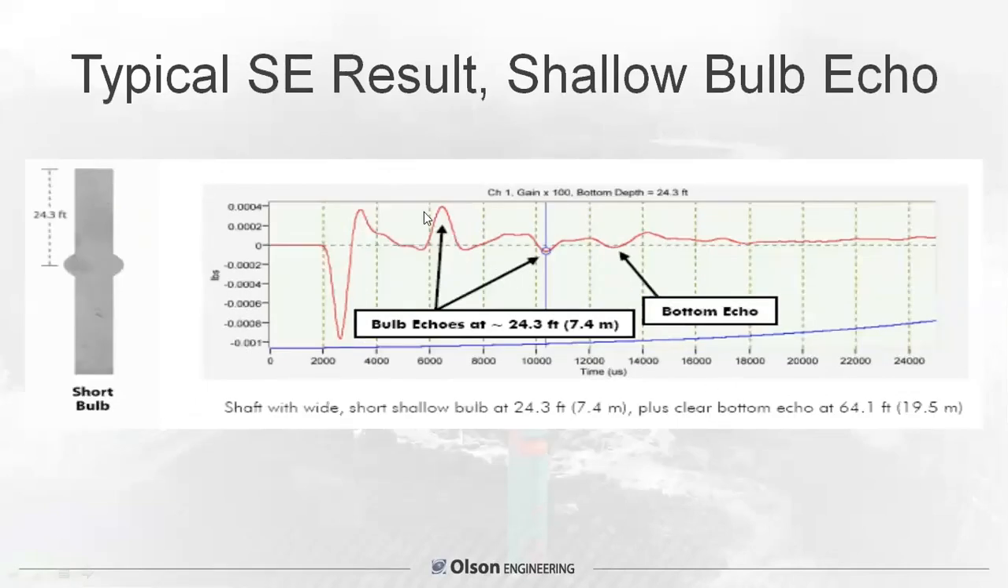Conversely, a shallow, narrow bulb just looks like a single upward break. It breaks up and breaks down, all in one single result. So this is a shallow bulb at about 24 feet. This is the second echo of a shallow bulb, because with the bulb, you have downward, upward, downward. And then the echo here is downward again. That tells us it's the bottom.